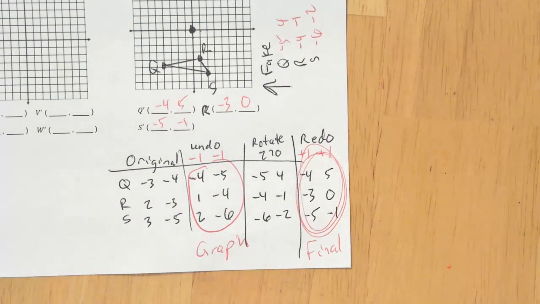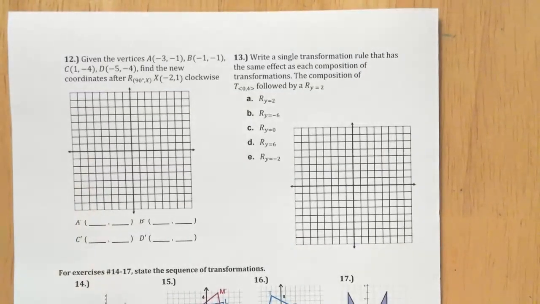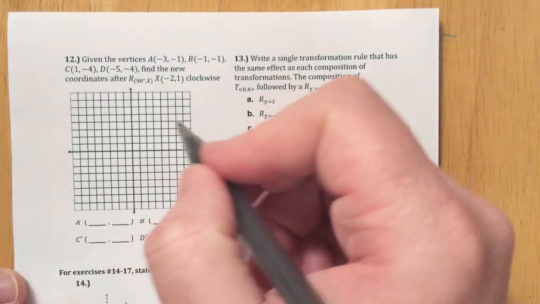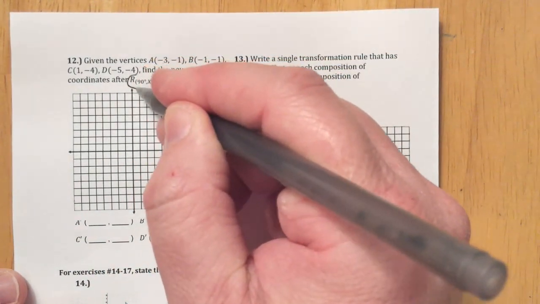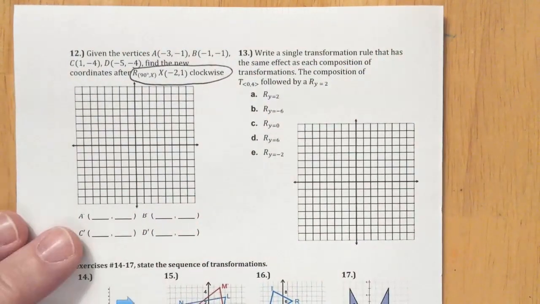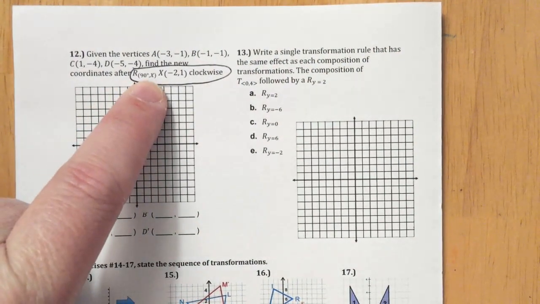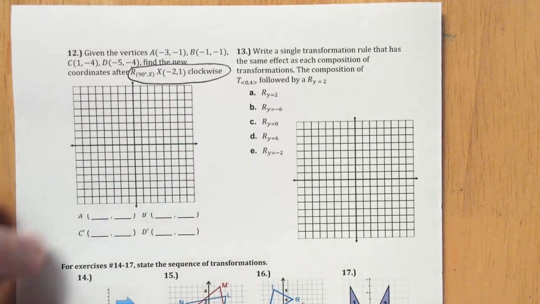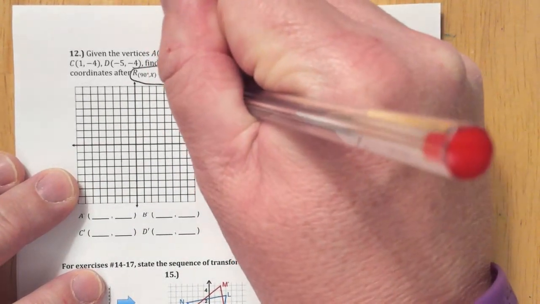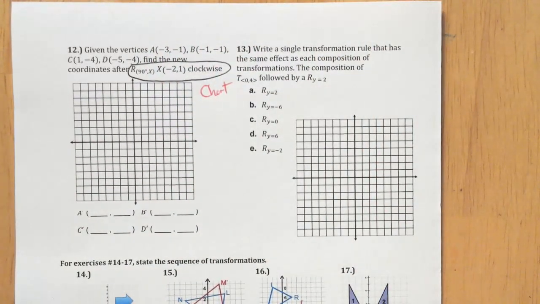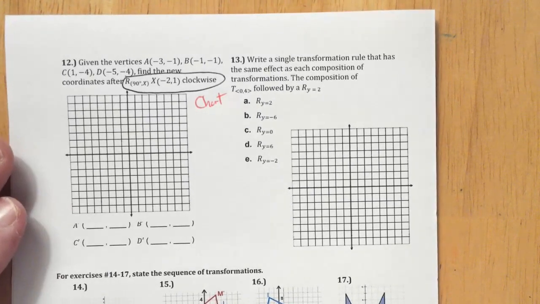We are now on, that was number 11. So let's go to number 12. All right, so we are now on number 12. They're saying that we're going to rotate this 90 degrees around this point. That means that we're going to be using the chart. So let's use the chart.